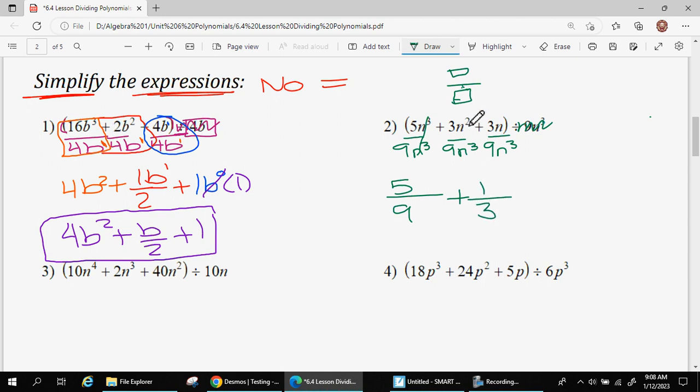I'm going to do n to the second power divided by n to the third. I subtract the bigger value, so 3 minus 2. So that means my answer is going to be on the bottom. 3 minus 2 is 1.